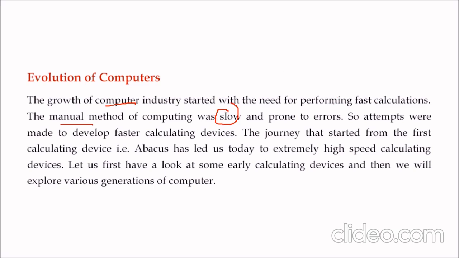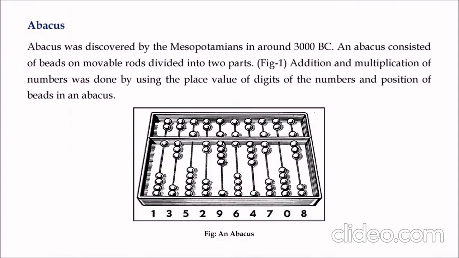Then the calculators were made faster, some memory was added, and it started with, if you might have played when you were a child, a calculating device which is called the abacus. And this was the device which we today also see, and it used to calculate. And then there are various generations we are going to see. So this was the abacus. Let us see how everything started.